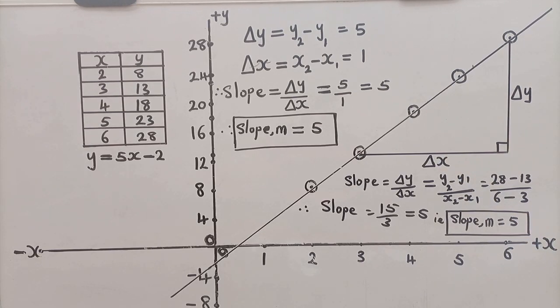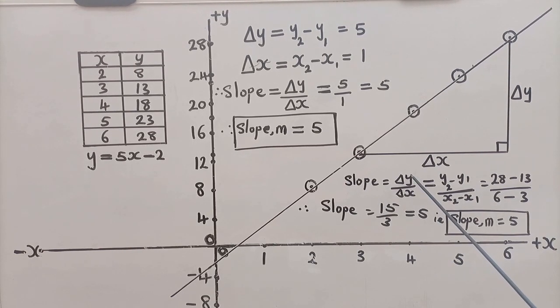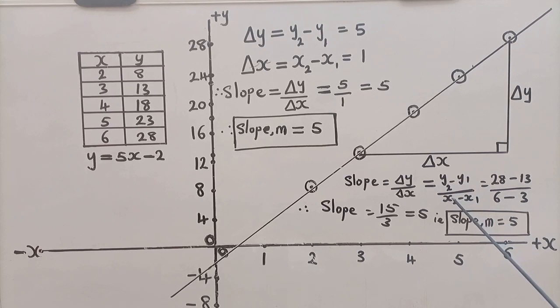Now, at this point, let us use it to find the slope and compare it with the slope we found earlier from the table. We expect both to be the same in value. Slope again is equal to change in y over change in x, which is equal to y2 minus y1 over x2 minus x1.